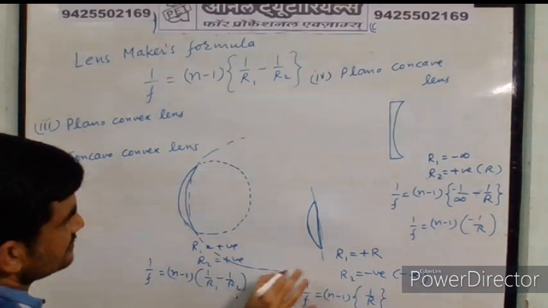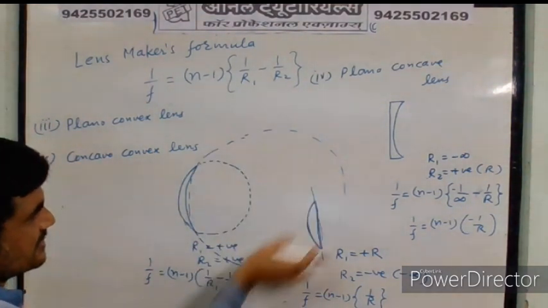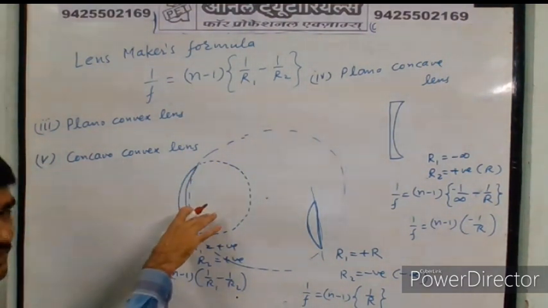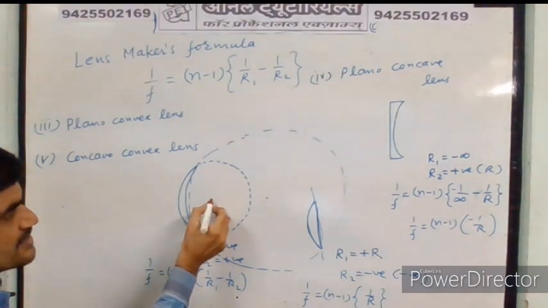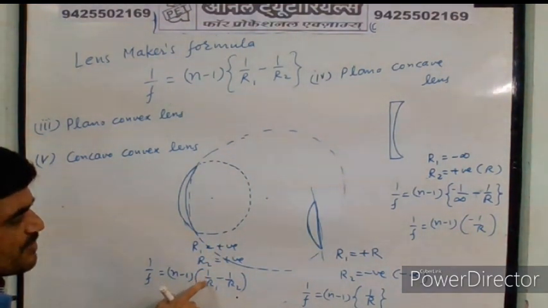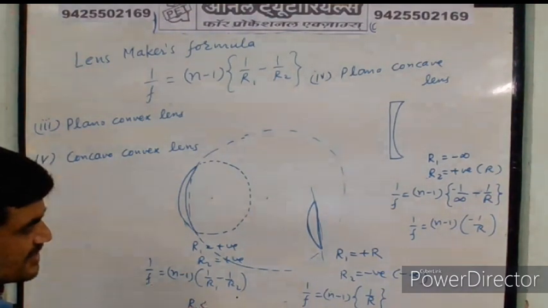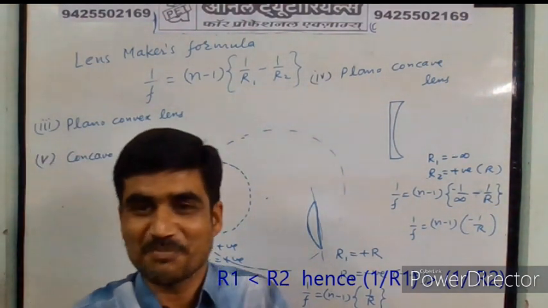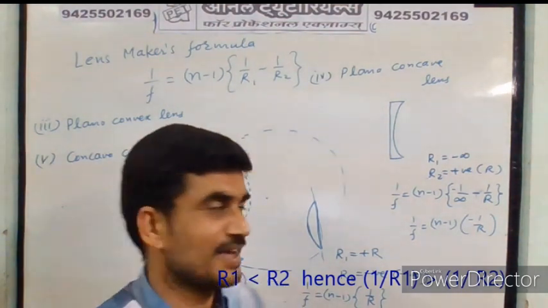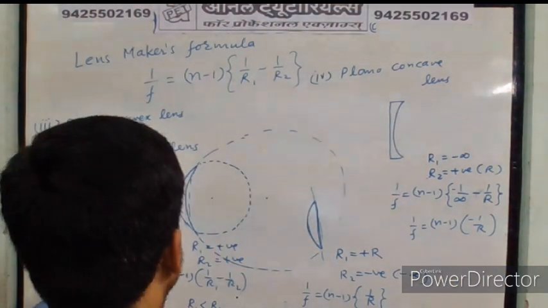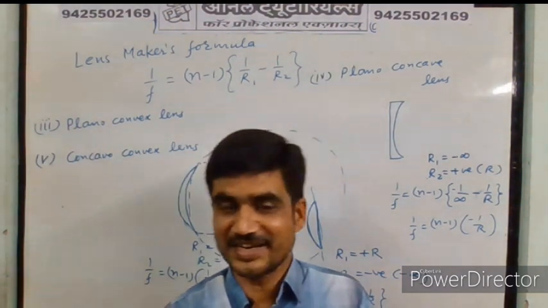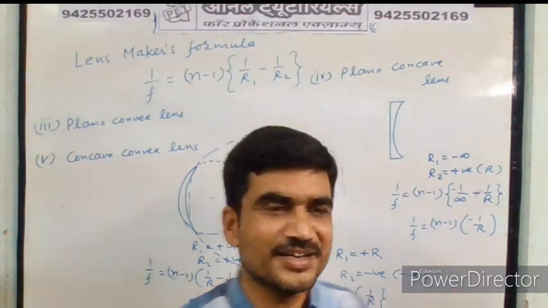Just see the radii. Here R2 is always large, then only the convex lens is formed, and R1 is small. So 1 upon R1 will always be greater. Here R1 is less than R2, meaning 1 upon R1 is always greater than 1 upon R2, and hence F will be positive. Clear? And similarly, when you take a convexo-concave lens, you will get a negative. Is it clear, children? So this is a very important concept.